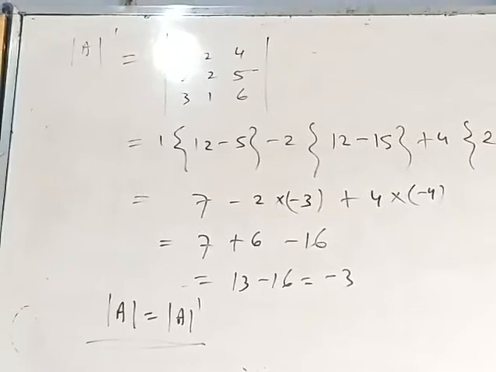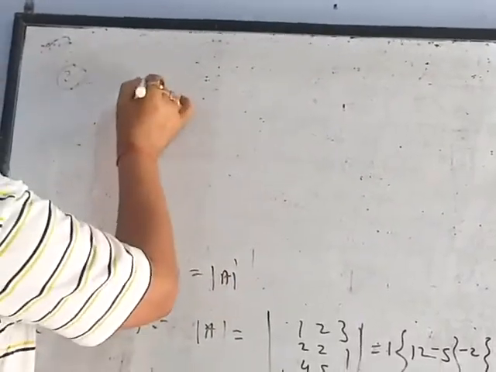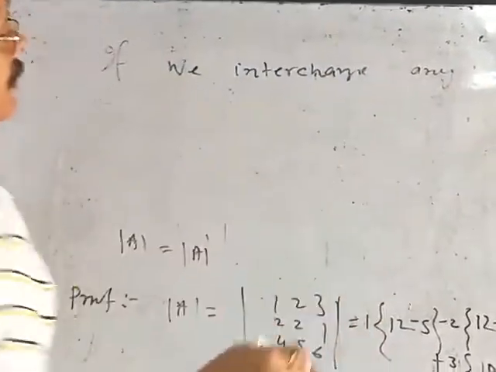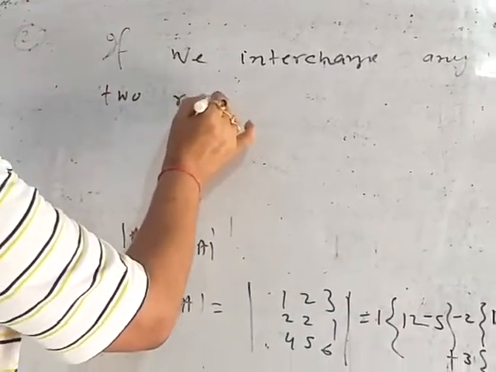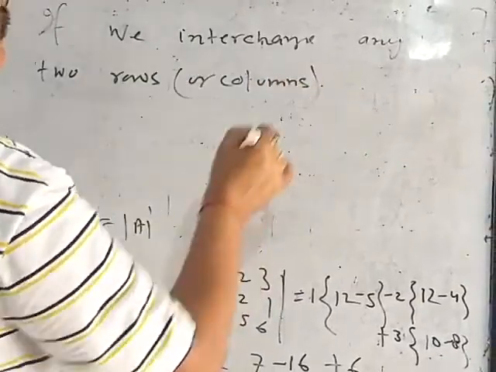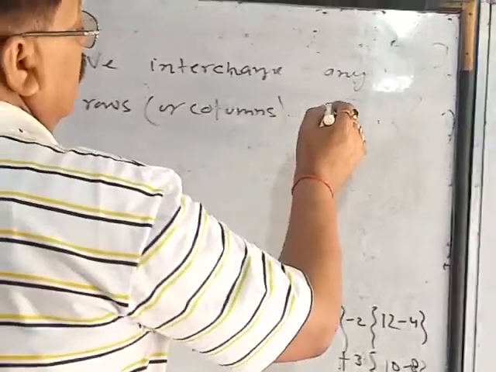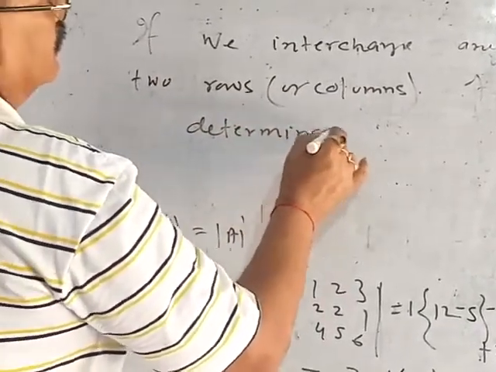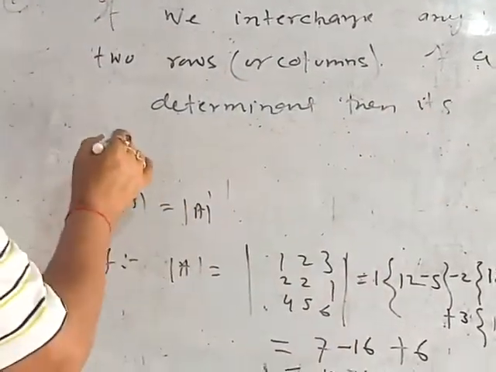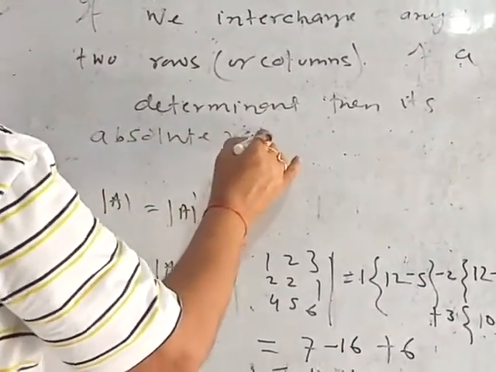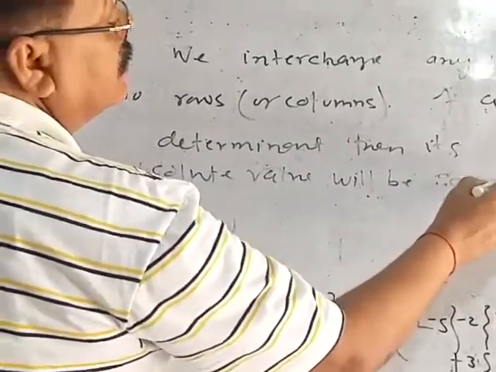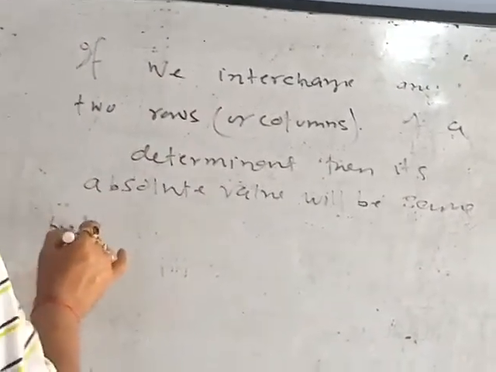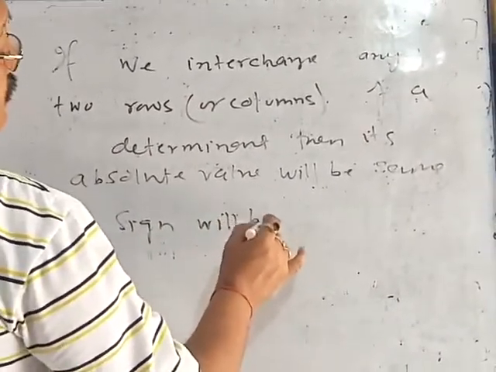Second property, student. If we interchange any two rows or columns of a determinant, then its absolute value will be the same, but the sign will be changed.